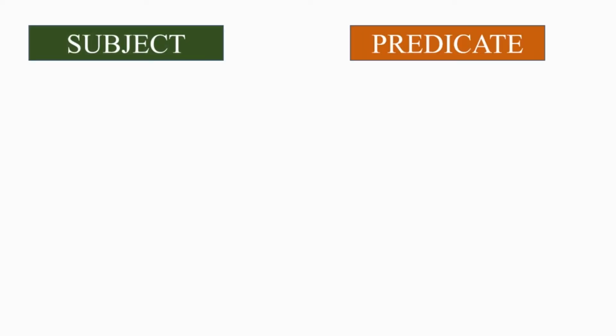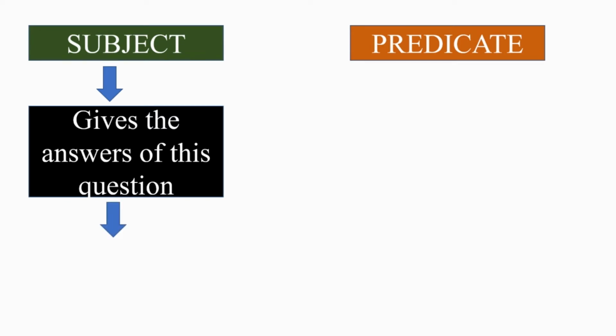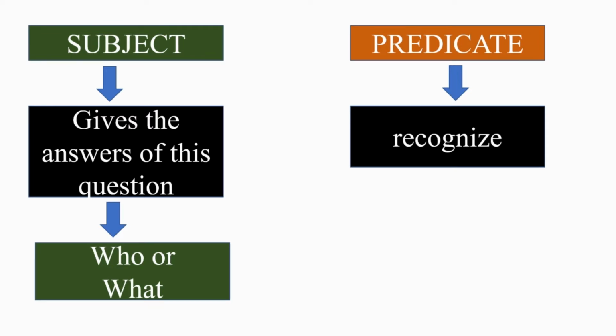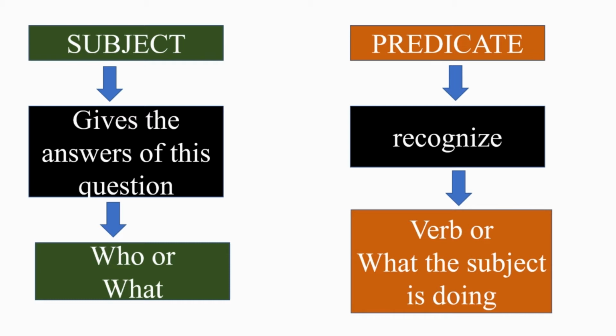So how are we going to identify or determine the subject and the predicate in a sentence? First, we need to answer the following. For us to identify the subject in a sentence, we need to answer the question that asks who or what. The subject gives the answer to this question, who or what. The predicate distinguishes the verb or what the subject is doing.